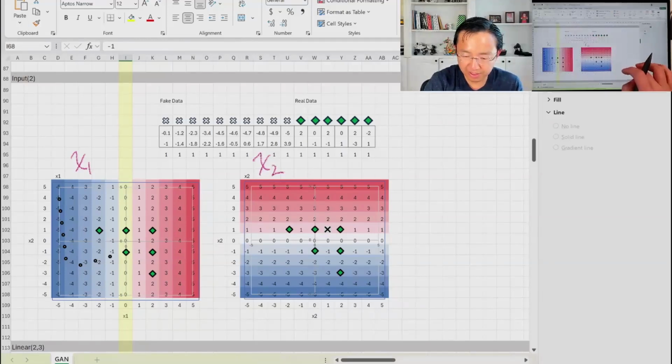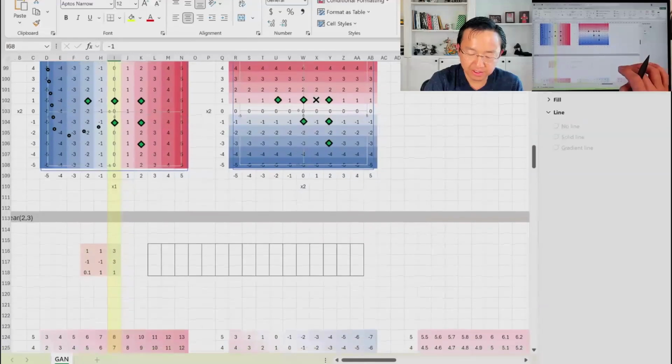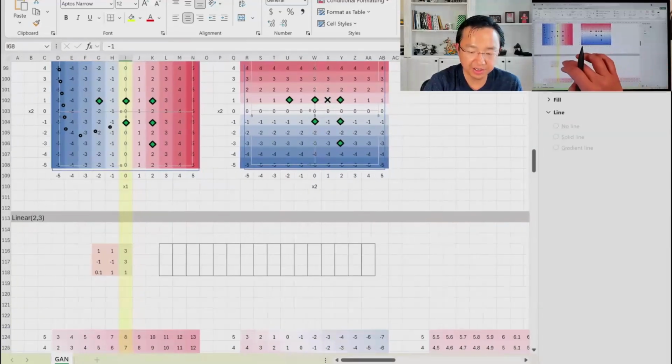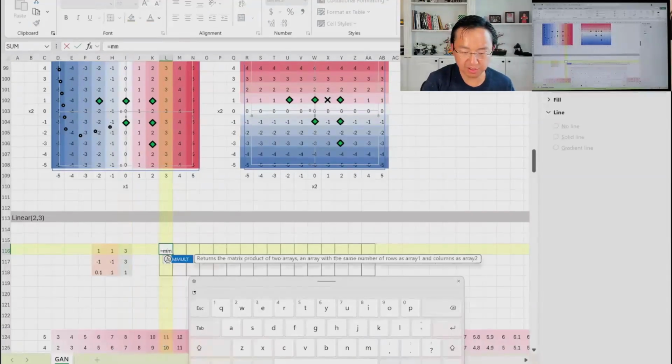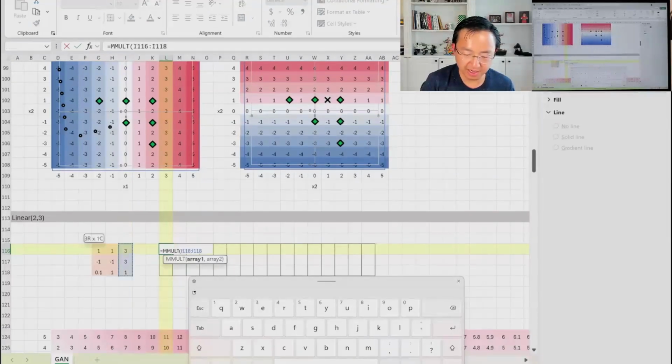So I'm not going to repeat the implementation. Now let's go into the first linear layer of my discriminator network. This implementation is going to be matrix multiplication. You can see that there are 3 nodes and also 3 biases.